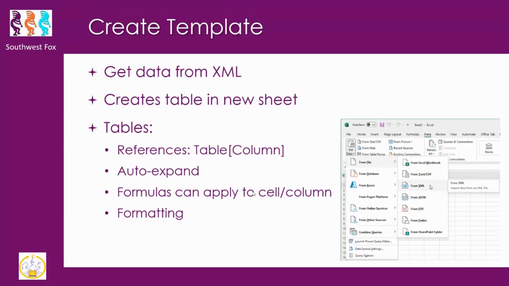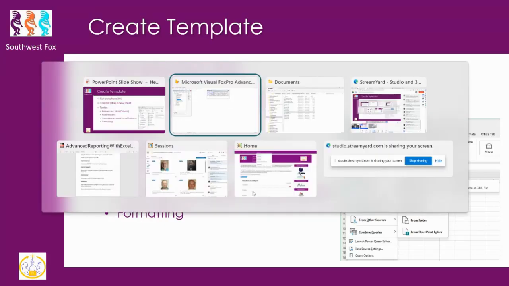Tables automatically expand. So if I change the XML data and add some more stuff to it, that new stuff gets imported automatically and the table expands automatically. New rows get added automatically without having to worry about row numbers, things like that. Formulas can apply to individual cells or to columns. If you apply a formula to a column, you get an array of values, and we'll see a bunch of examples of that in a minute. Plus, they have some nice formatting. So let's go and do that.